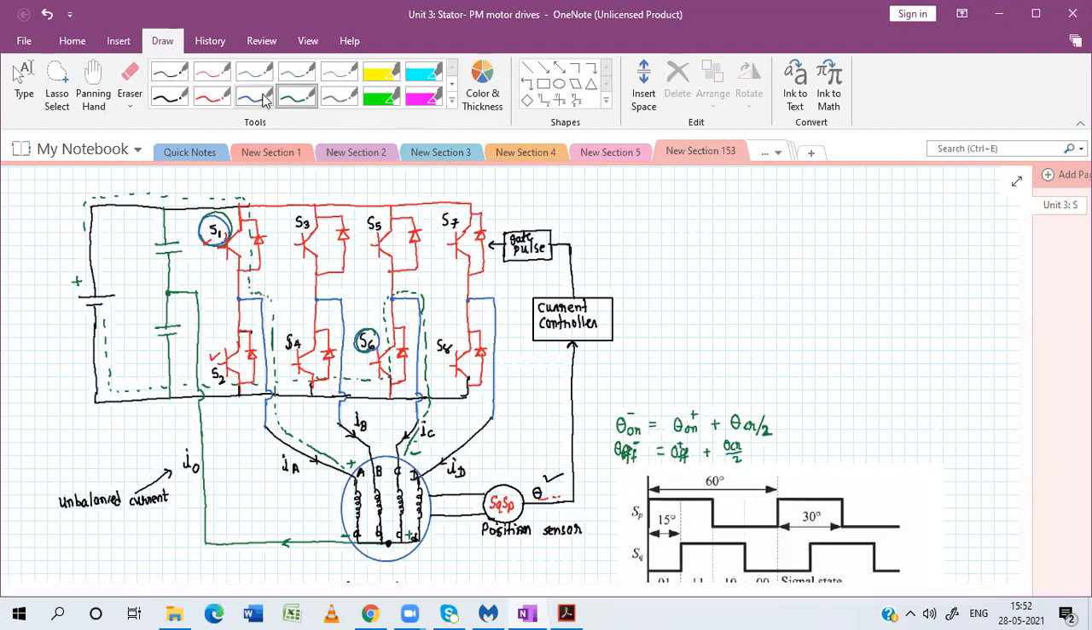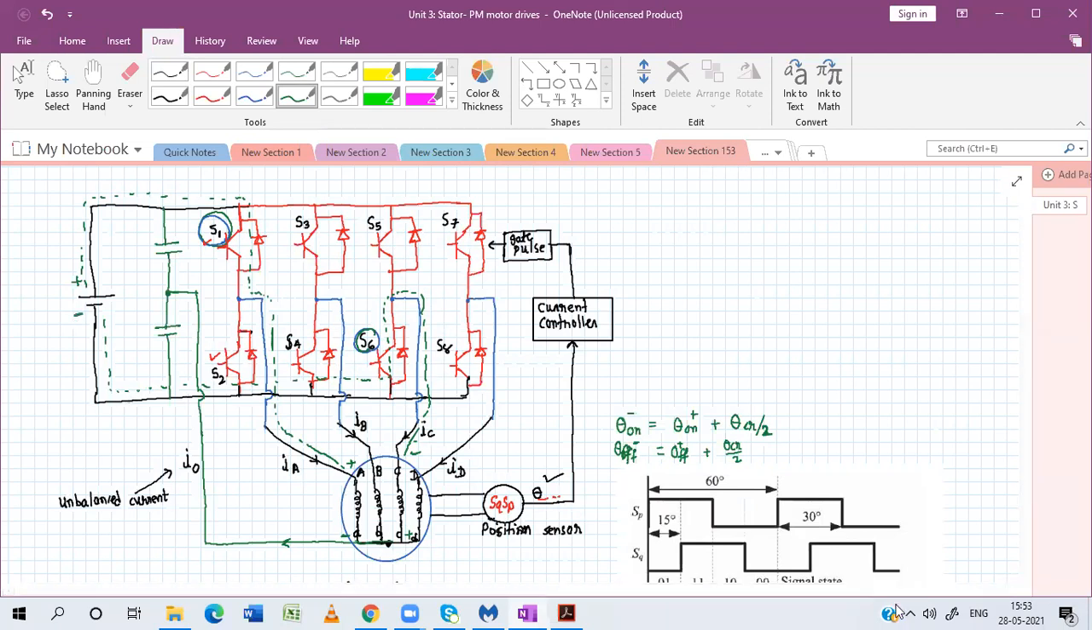Again I'm repeating the path. See over here, S1, S6. So that is the way, positive. S1 goes in winding A. Then phase C is conducting because its power device, switch number S6, is on. So this path will be completed and it comes back over here.